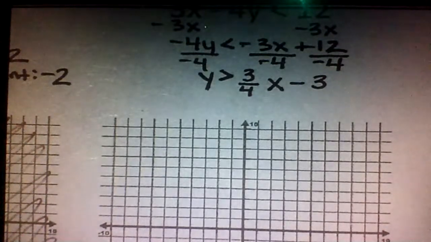Okay, so identify your y-intercept. Identify your slope. Tell me, should my line be dotted or solid? And tell me, do I shade above or below? Dotted. It should be dotted, because it doesn't have an equal sign.